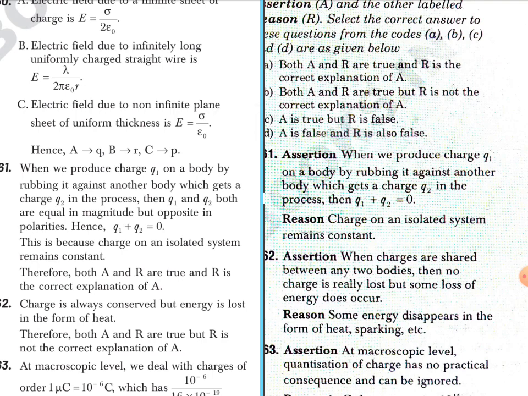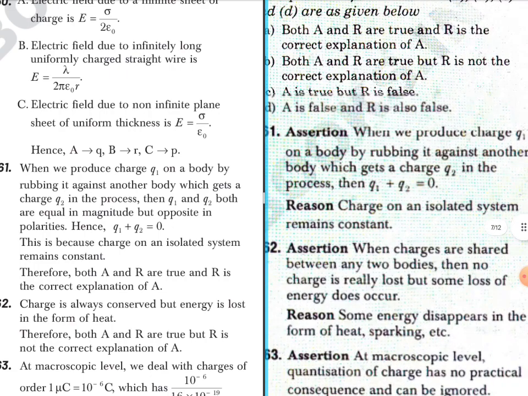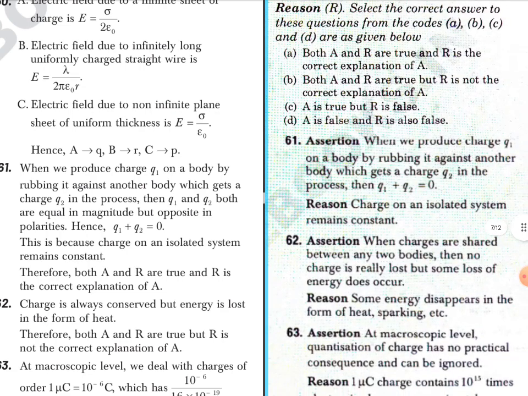By rubbing? I'm not sure of this assertion reasoning. One second, hold on. When we rub one body over another, some charges get transferred from one body to another while rubbing, and so the charge lost by one is the charge gained by the other. So by conservation of charge, the net charge q1 plus q2 will be equal to 0.